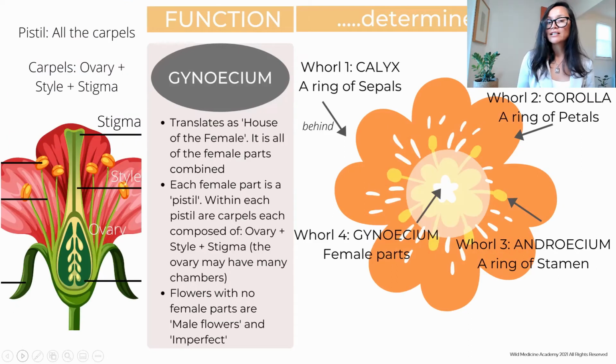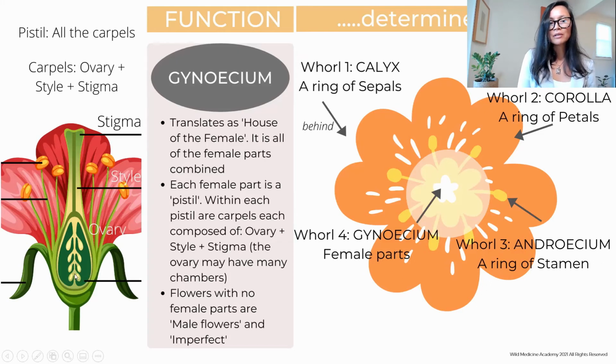The gynoecium translates as the house of the female, and it includes all of the female parts combined. Each female part is called a pistil, and within the pistil, it is composed of various carpels. So usually there's the one pistil within a flower, but it could have many carpels, which means you could have multiple sections to the female part of the flower. Each carpel is composed of 3 different parts.